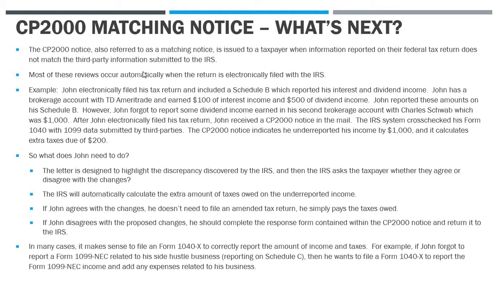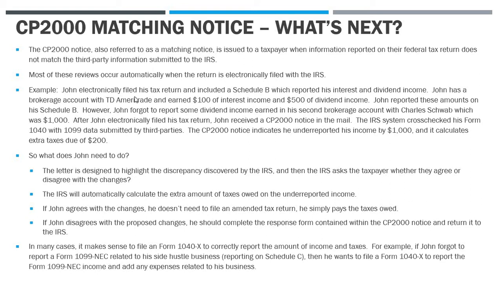Okay, so I've got just one slide in front of us. What's the notice? What kind of triggers it? And then some examples that we'll go through just to illustrate why this would occur. So most of these reviews, like I said, they do occur automatically when you e-file a return with the IRS. And the notice is triggered because third-party information submitted by your employer, who you have your bank accounts, your brokerage accounts with, that contradicts what you have on your tax return.